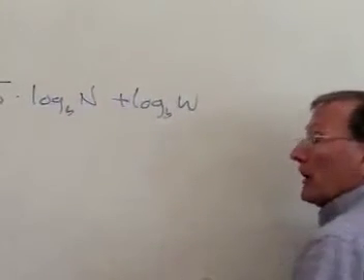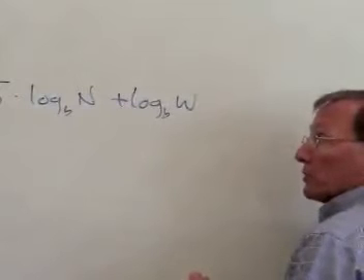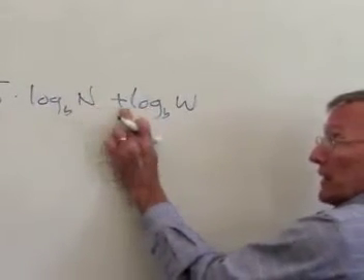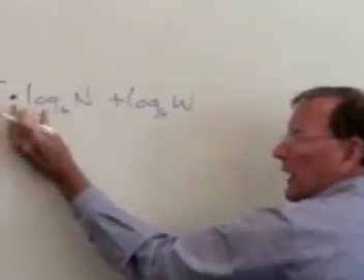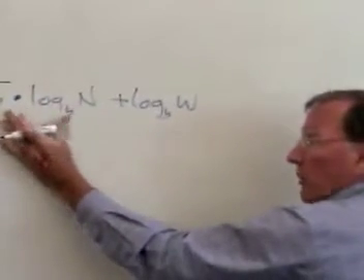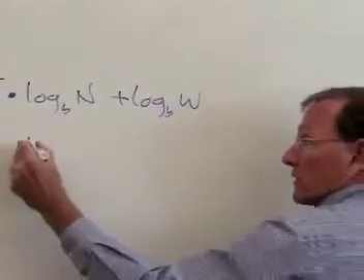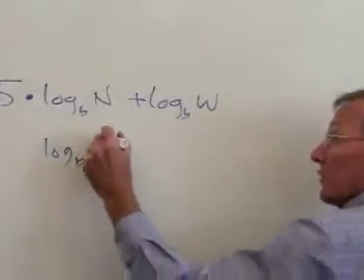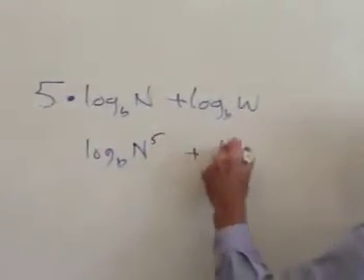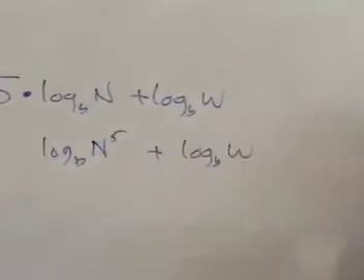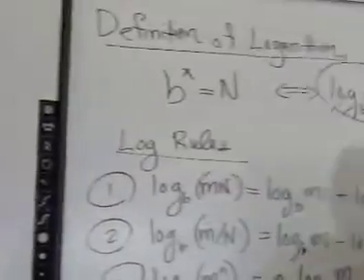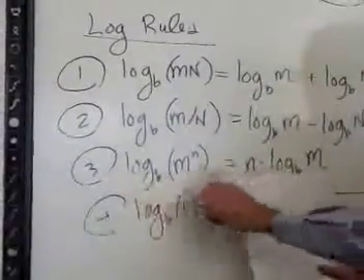Now here's where remembering the order of operations is important. Please don't combine these two first, because you'll be doing addition before you dealt with that multiplication. So deal with multiplication first. This, of course, can be rewritten as log base b of n to the 5th. I was, again, using this rule, one of the ones that students sometimes struggle with a little bit.